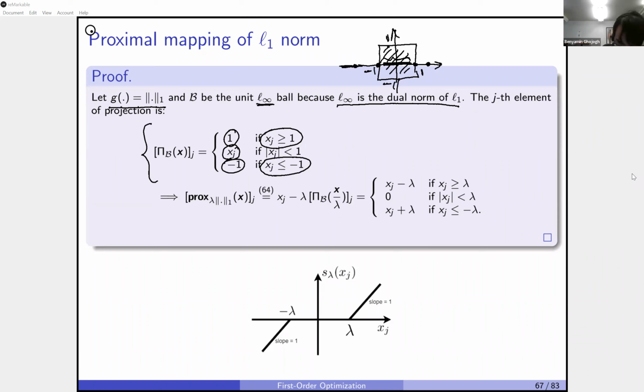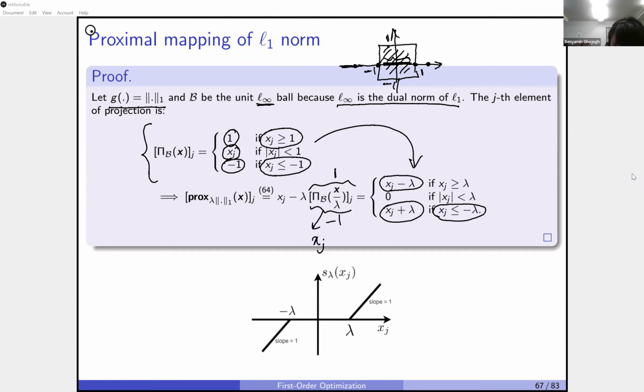Now let's see the jth element of the proximal mapping of the L1 norm according to equation 64. So it's xj minus lambda times this, and now what is this? Replace it here. So xj minus, when xj is greater than or equal to lambda, this becomes 1, so we will have xj minus lambda. When it's less than minus lambda, this term becomes -1, so we'll have xj plus lambda.